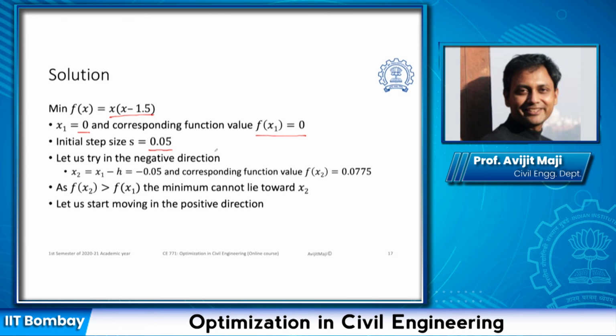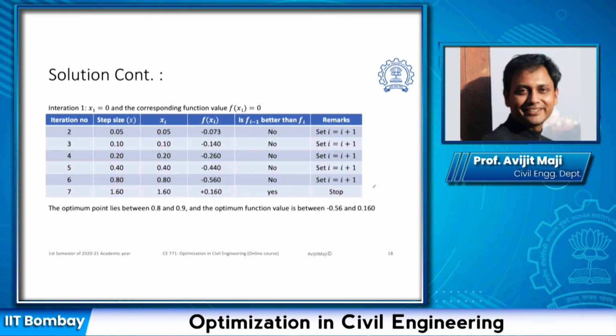Again, as a check, if we start in the negative direction, we will find that our objective function value is increasing from our present objective function value. So we should actually reverse our direction and see whether we can reach closer to the optimum value. So here is the step-by-step process.